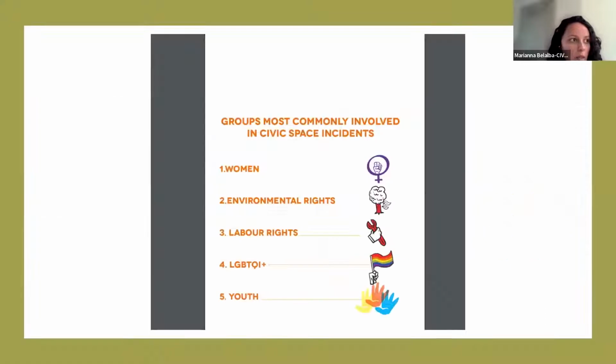But we are also able, as Arti explained a bit, to say what are the groups that are most commonly involved in civil space incidents. I think Arti already explained how this works and provided some examples of how certain groups are specifically tagged. Again, this varies in every region. This is at a global level, the five main groups who are most commonly involved in civil space incidents. But this is where we want to stop and gather the feedback.